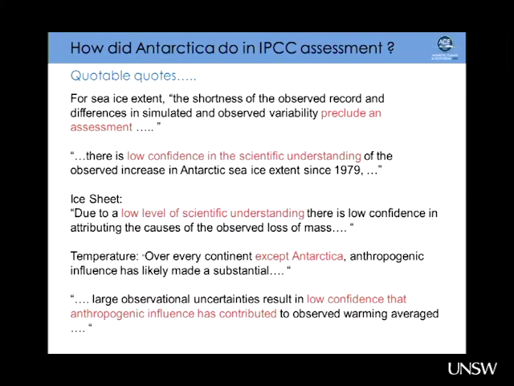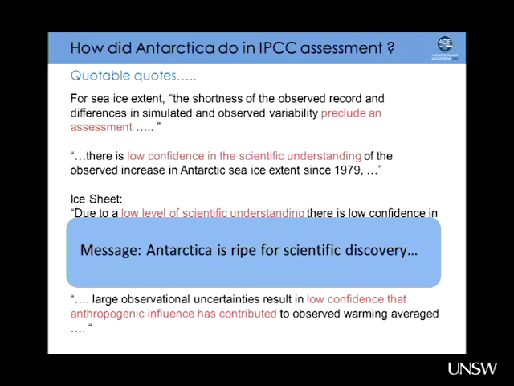And here's another quotable quote. Ice sheets, actually. I haven't said anything about ice sheets, and yet they're a huge contributor to sea level, and huge to the future projection of the sea level going beyond 2300. Yet low level of scientific understanding, low confidence in attributing the causes of the observed loss of mass in the Antarctic ice sheet. Another big topic for analysis. Here's a weird one, actually, because temperature, the most obvious variable we have, over every continent, except Antarctica, right? And anthropogenic influence has made a substantial difference. So Antarctica is kind of a bit of a hole. In fact, it was full of contrary problems. So Antarctica is ripe for scientific discovery. And actually, if you read out the other chapters, you'll figure out where the areas we should be working in.